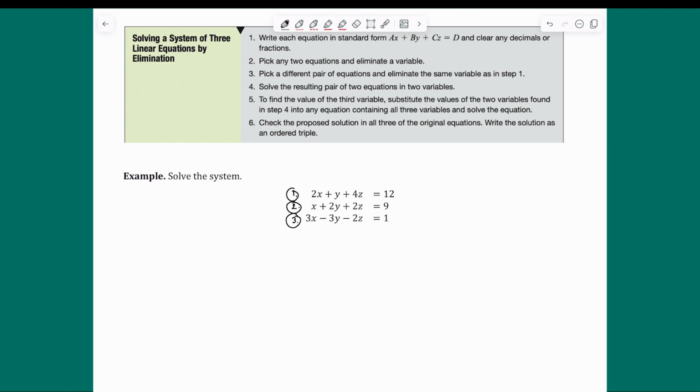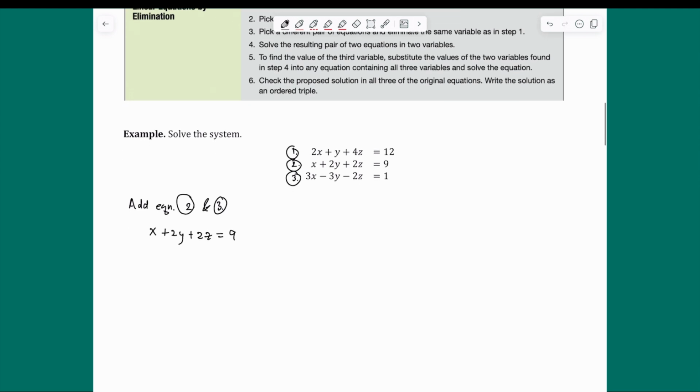Now I'm going to pick two equations and eliminate a variable. I'm going to go ahead and eliminate the z variable. One way to do that is to add equations 2 and 3. So we have x plus 2y plus 2z equals 9. Equation 3 is 3x minus 3y minus 2z equals 1. If we add these together, I get 4x minus y, and the z's cancel there, equals 10. I'm going to call that equation 4.